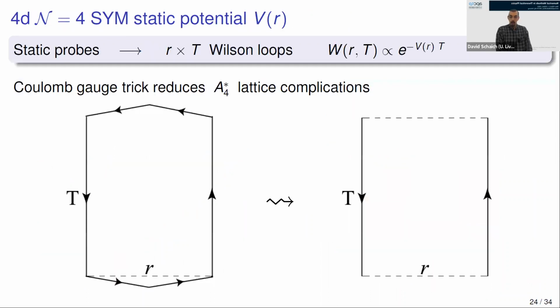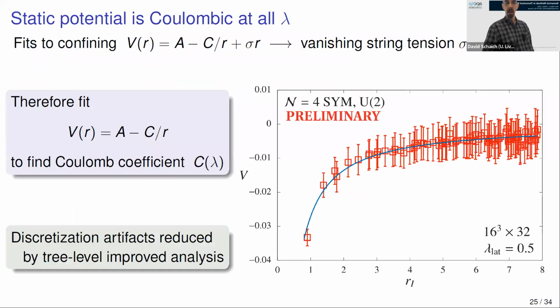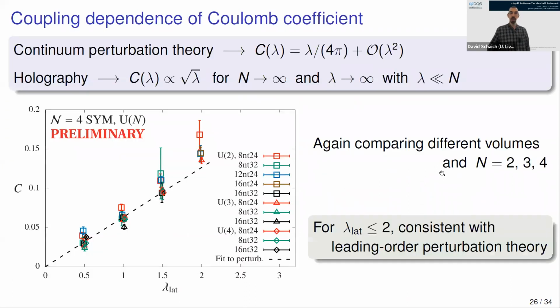So given the time, I will skip over the discussion of the static potential in 4-dimensional N=4 super Yang-Mills theory and the role of tree-level perturbative improvements to produce these nice pictures of a Coulombic static potential that gives us predictions for that Coulomb coefficient that match on to perturbation theory.